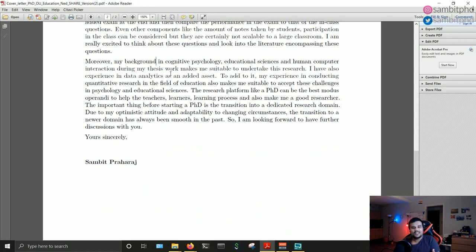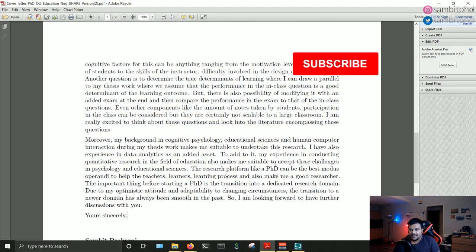Again, what I do in the final paragraph is prove in the same way why I am the best fit candidate for the PhD, because you need to communicate with them and prove why you are the best candidate, since there might be a huge pool of applicants. Then I highlight some of the other characteristics that I developed and which make me fit for the PhD, apart from explaining some general statements about what I believe about a PhD in general, like transition into a dedicated research domain, an optimistic attitude, and adaptability to changing circumstances. So you can read it, it will be in the description below.